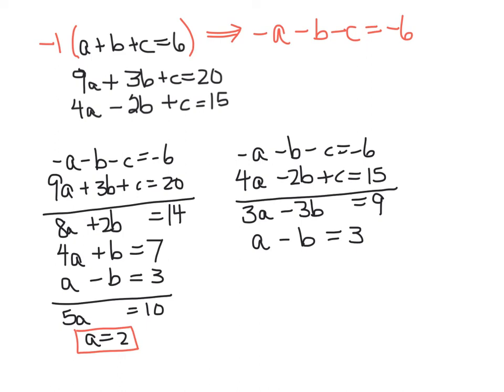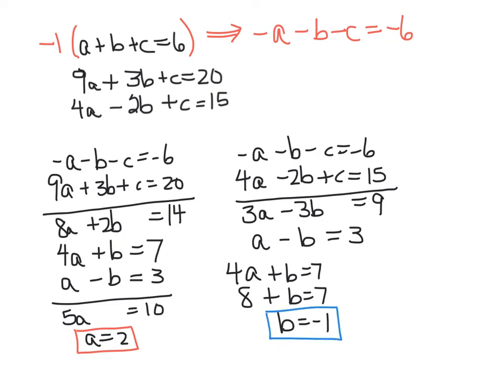Now I want to use that value for a and solve for b. It doesn't matter which equation I use, so what if I say 4a plus b equals 7? So 4 times 2 is 8 plus b is equal to 7. So b turns out to be negative 1. There's my second solution for this system. Now, going back to one of my original equations, I think I might use that nice easy one, a plus b plus c equals 6. Substituting 2 in for a, negative 1 in for b, I can easily solve and see that c turns out to be equal to 5.